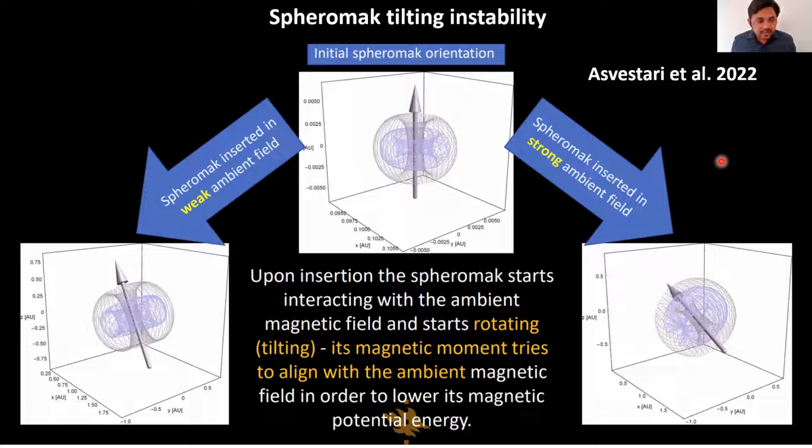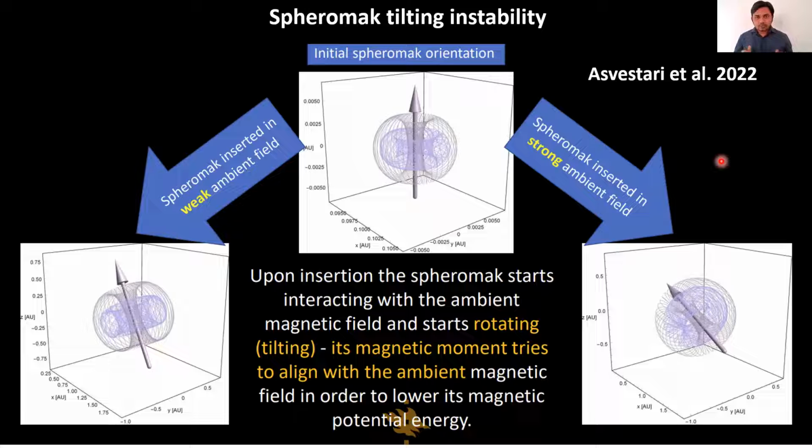This is a fact that poses a great challenge in modeling any space weather event with a spheromak flux rope, or not only the spheromak, even if you use the torus model, this fact will remain there also.